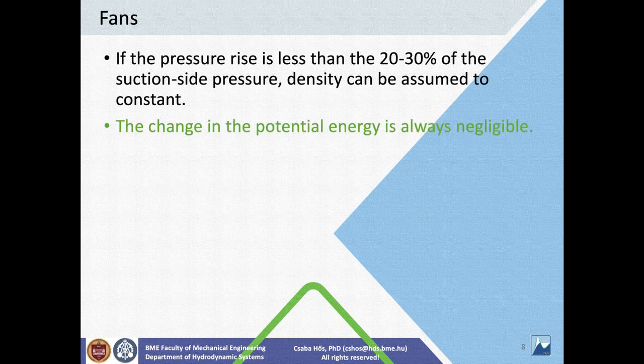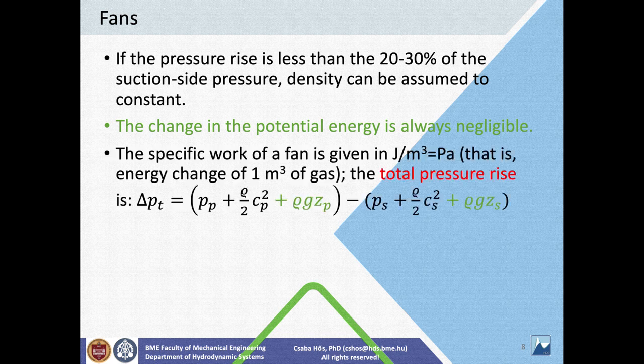Euler's turbine equation. Now there is a difference, however: the change in the potential energy is always negligible. So the specific work for a fan is given in pascals usually, so that's the usual unit. In pumps this was meters of water column and we called it head, but here it's pascals, which is essentially joule over cubic meter, so the energy increase of 1 cubic meter of gas.